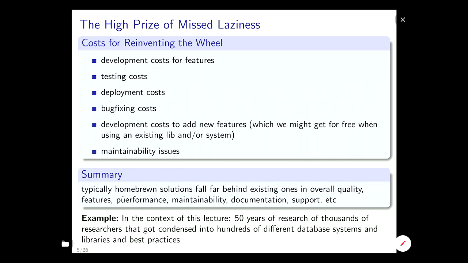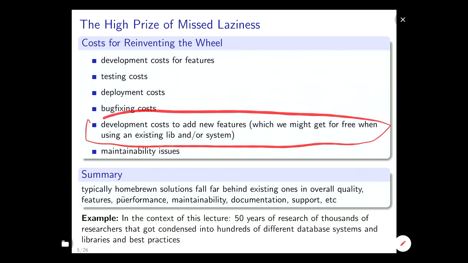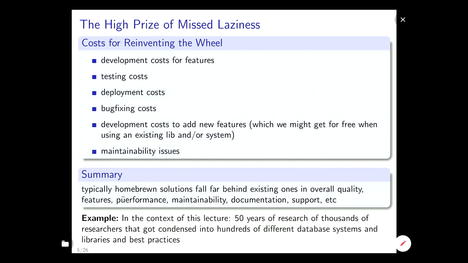And then in particular, something we also saw in a research project recently: development costs to add new features. If you do it yourself and reinvent the wheel, when you want a new feature, you have to implement it yourself. But if you use a library and other people maintain the library and add features to it, maybe you get new features for free. It's like with any software tool. If you have some image editing software, you could decide to write your own. That's fine. Or you could decide to buy something, maybe it's very costly, but every year you get tons of features for free.